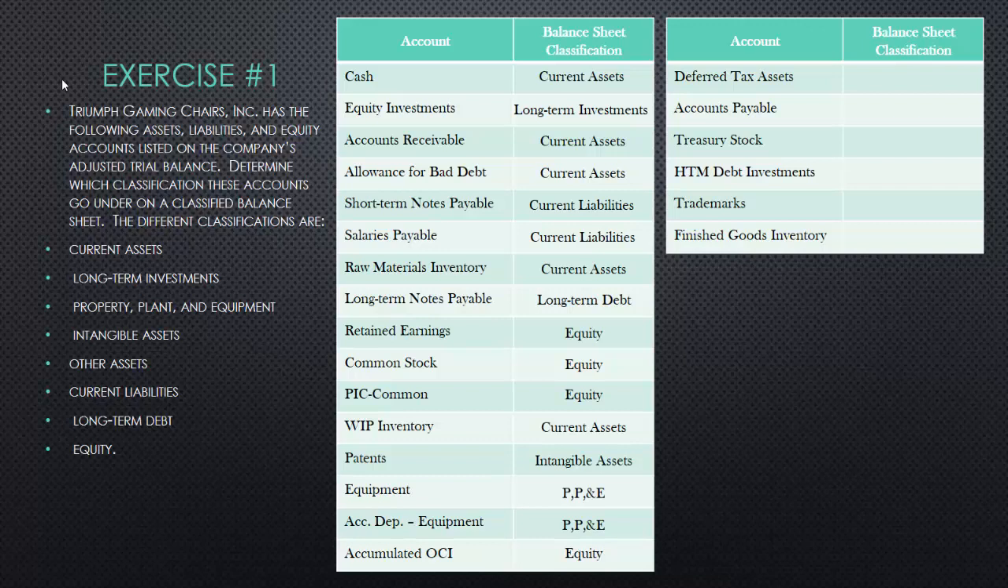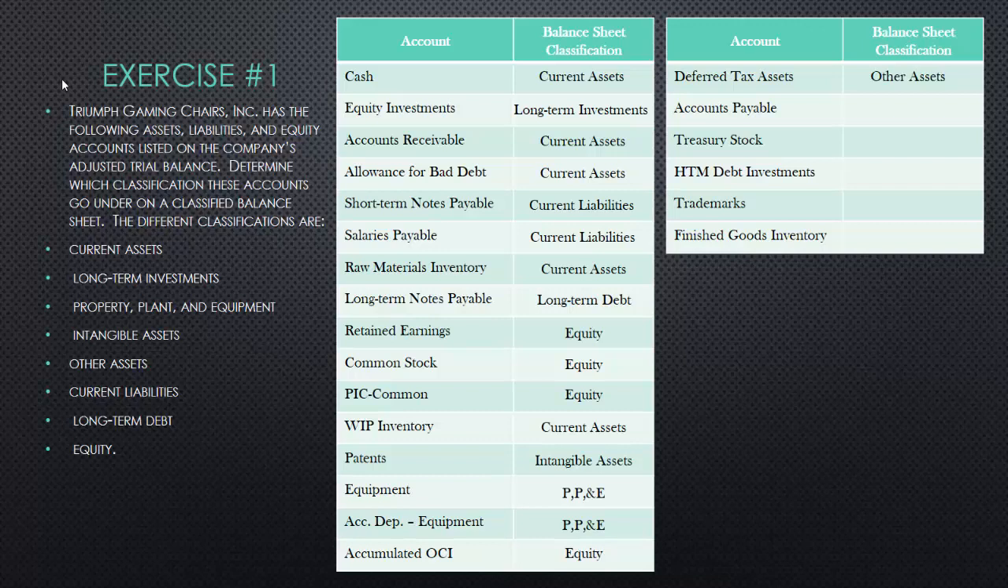Deferred tax assets is next, and those are assets that stem from the prepayment or overpayment of taxes. So basically we have a credit online with the IRS because we either prepaid or overpaid our taxes at some point. And since that doesn't fit nicely in any of the other sections, we're going to call that an other asset.